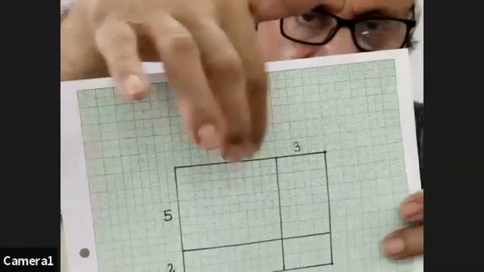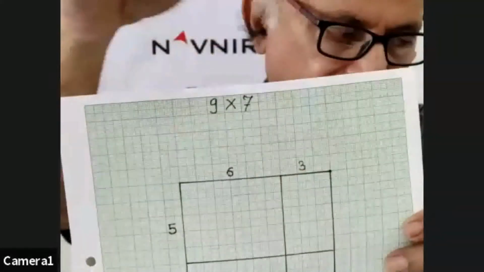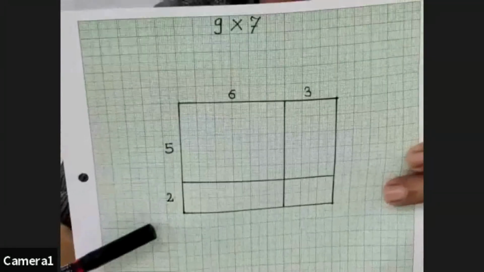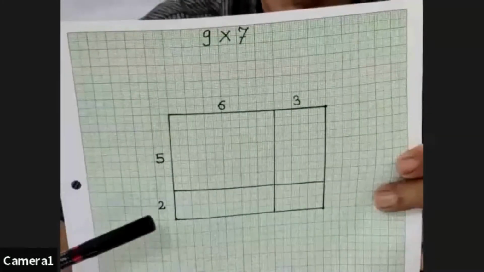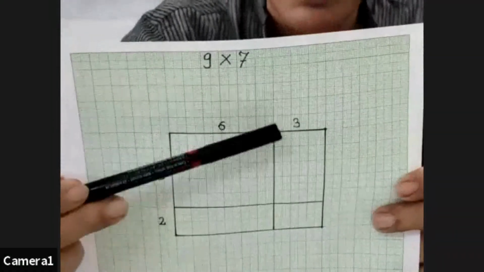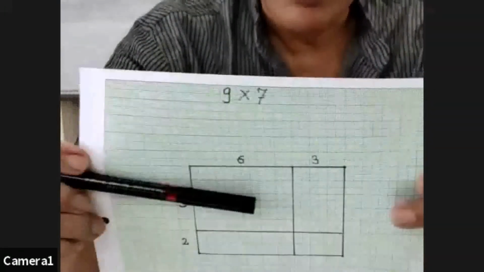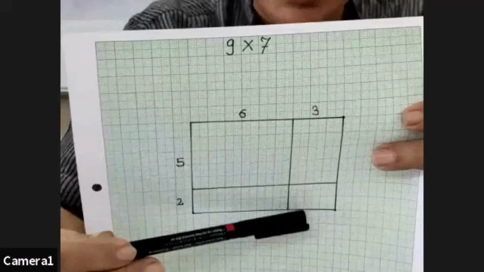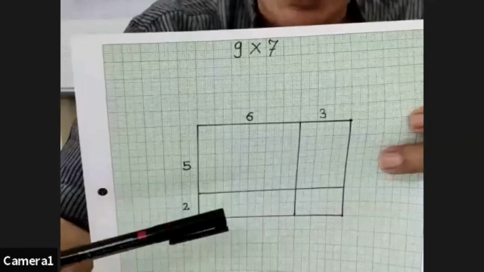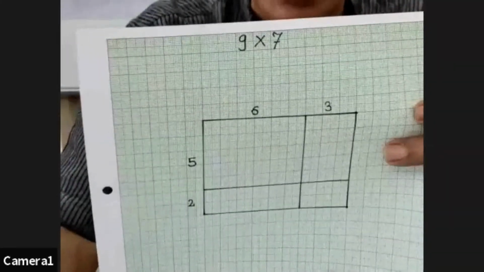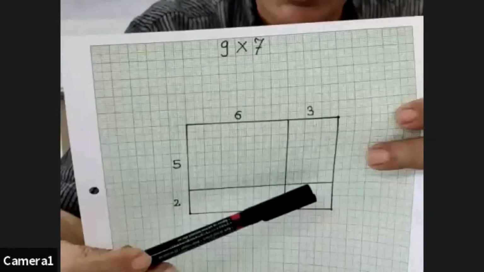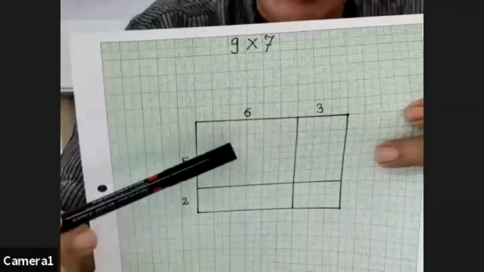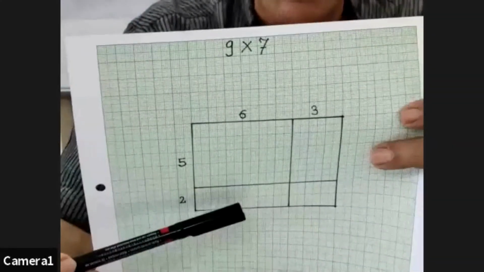So the 9 is divided into 6 plus 3. The 7 is divided into 5 plus 2. I've divided 9 into 2 parts, divided 7 into 2 parts, and I draw a vertical line and a horizontal line, and the rectangle gets divided into 4 rectangles. 1, 2, 3, and 4. Now each of these parts is a rectangle.